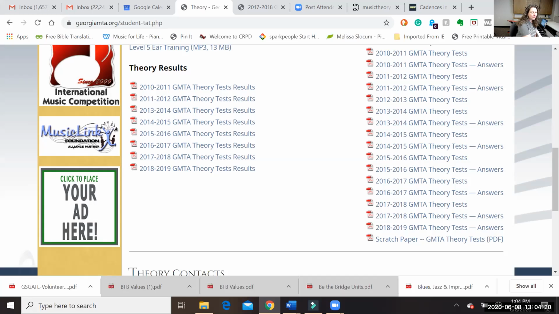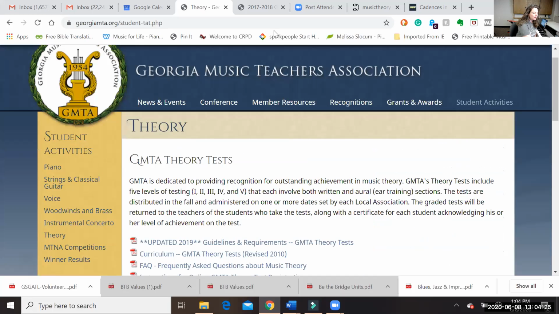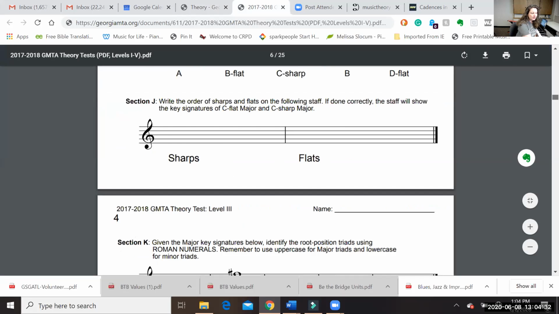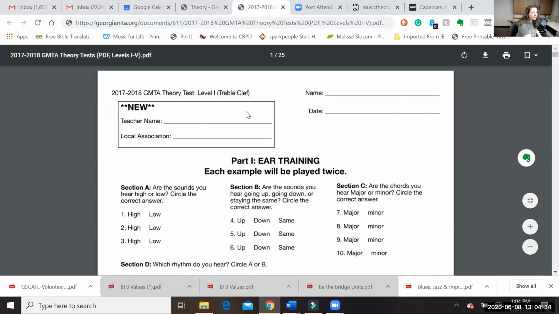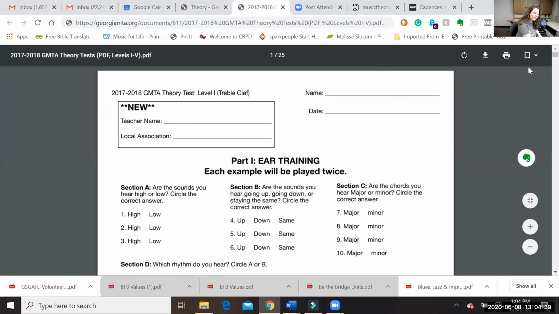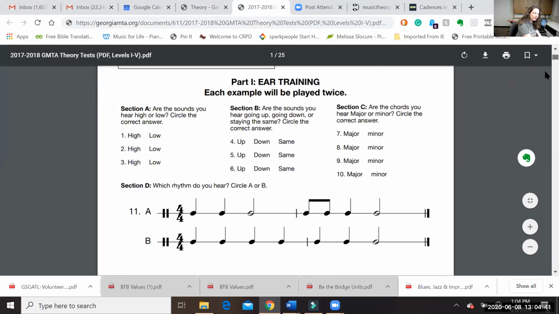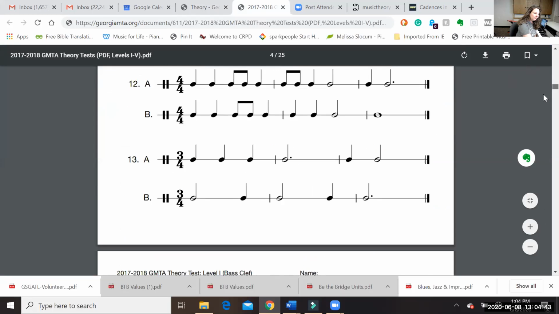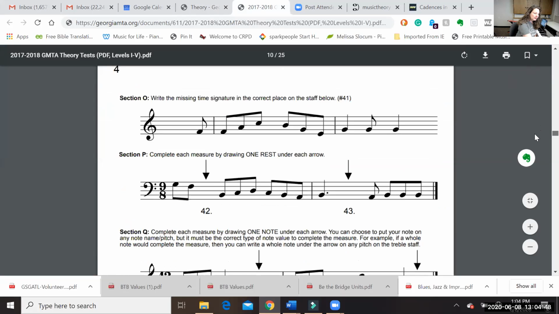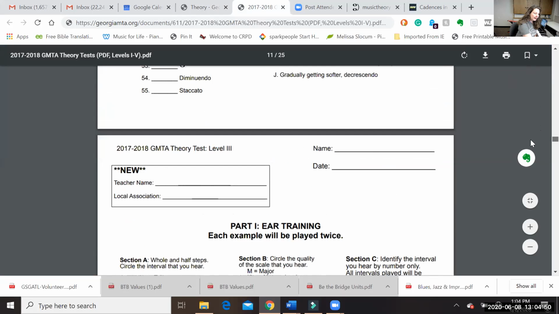What it should look like when you get to it, when you click on it, is this page. Once you open the file, let me go to the beginning of the file, it will look like this, and it will say level 1 on page 1. You're going to scroll all the way through level 1, through level 2, and now we're at level 3 on page 11.